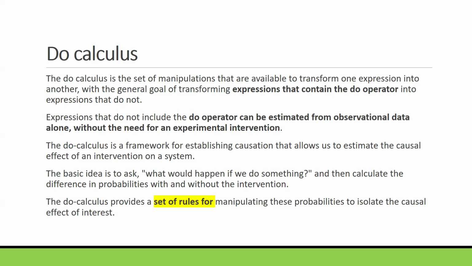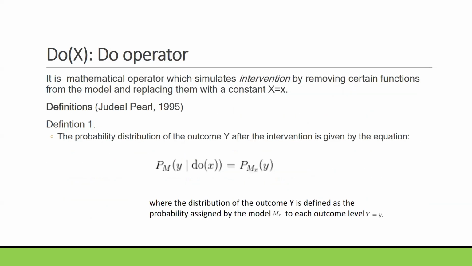The basic idea of this calculus is that you imagine what would have happened if we do something, then you calculate the difference in probability with and without that intervention. Therefore, he brought a set of rules on how to manipulate these probabilities to identify that causal effect. So in this do calculus, there's a jargon called do operator. That's a mathematical operator which simulates intervention. It's about simulating this intervention when we set X. Imagine X is set to be constant.